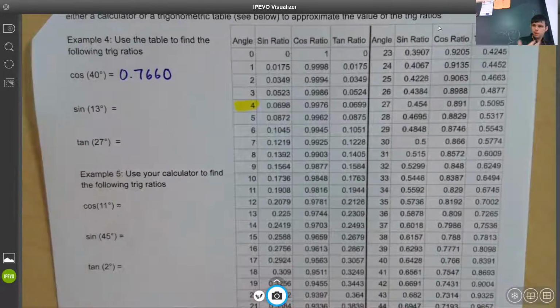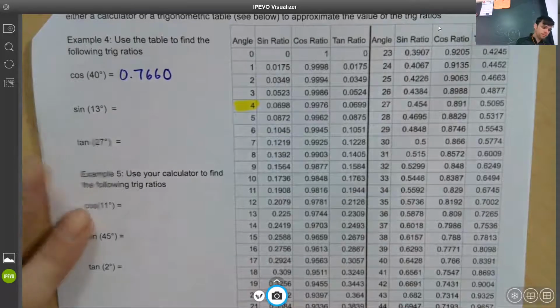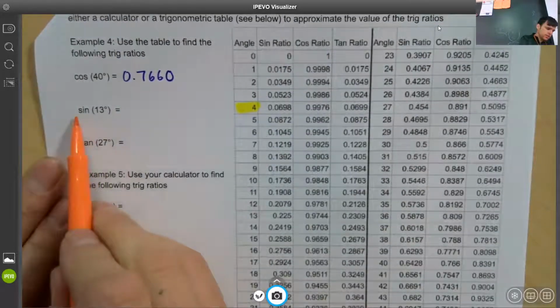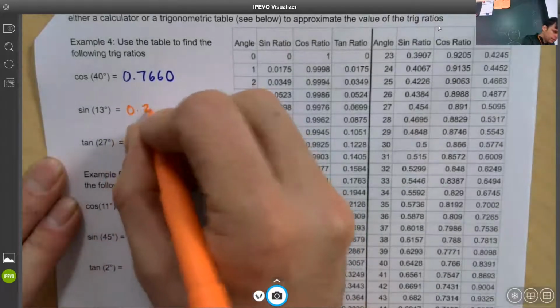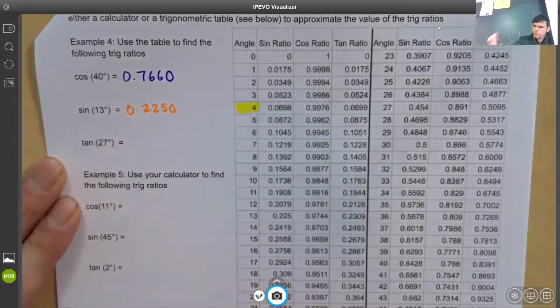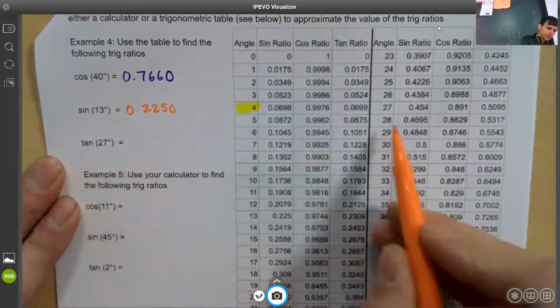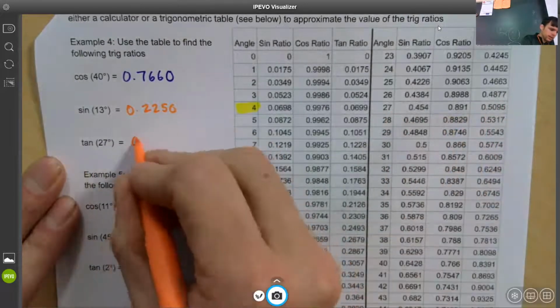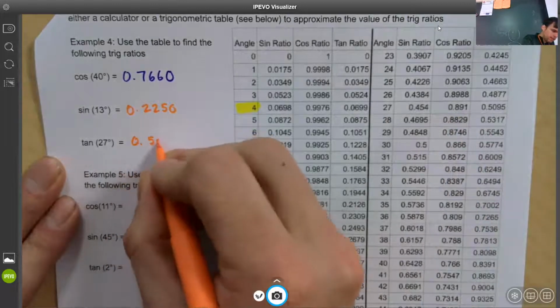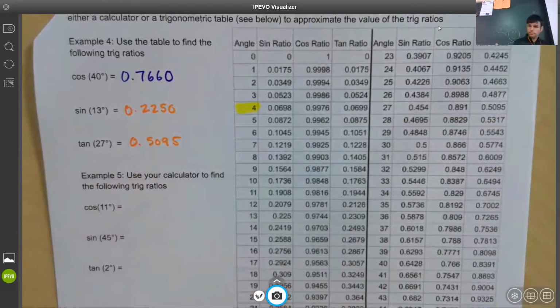Take a moment, pause, and try to find those in your table. I'm going to go ahead and get the answers here. So sine of 13 degrees right here, 0.225. Technically, there would be a 0 on that for 4 decimal places. And then the tangent of 27, so 27 degrees is here. Tangent is this one. So that's 0.5095. There we go. That's using this table.